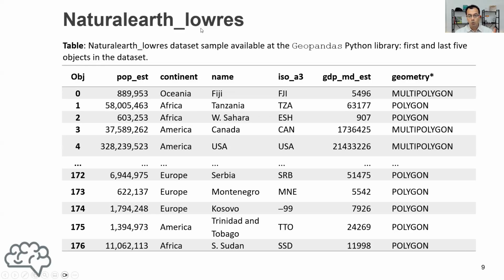And finally, we have the Natural Earth data set. This is the low resolution version of this data set. And this data set is available in the GeoPandas Python library. So you can simply load this data set by importing this library into your file. And in this case, we are working with 177 objects of this data set. This also brings some geopolitical information, like the estimated population size of some countries, the ISO, the GDP, and the geometry here is related with the shape of the country when plotted in a map, right? We'll use this data set particularly to discuss some map visualization techniques.